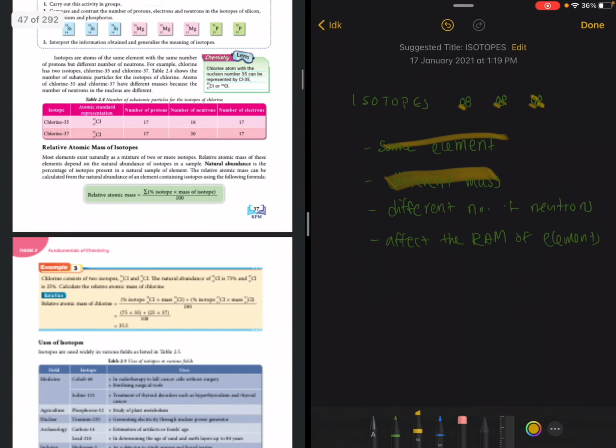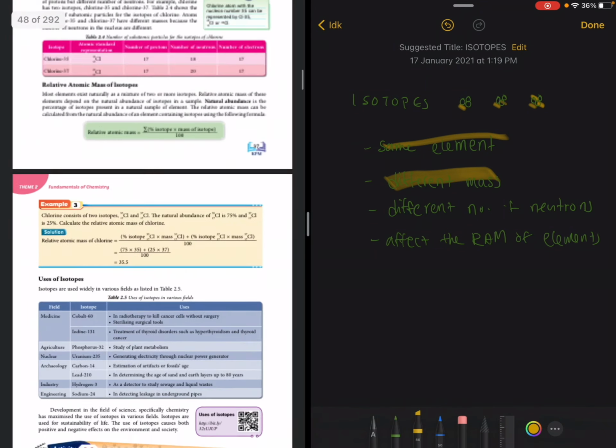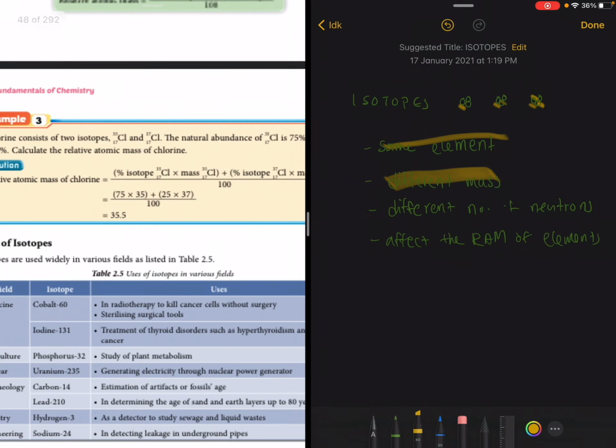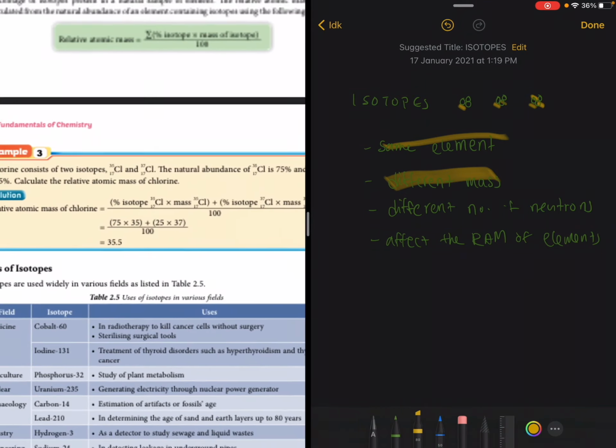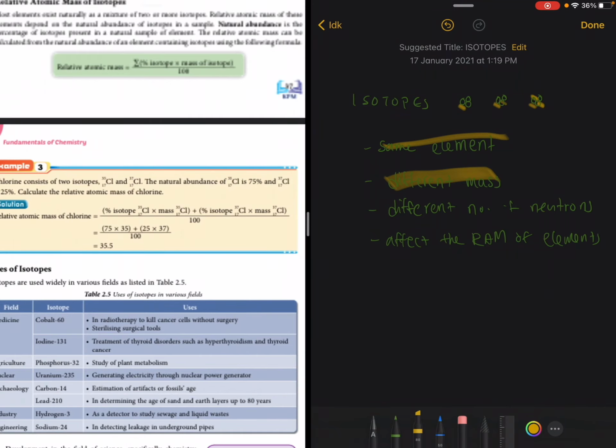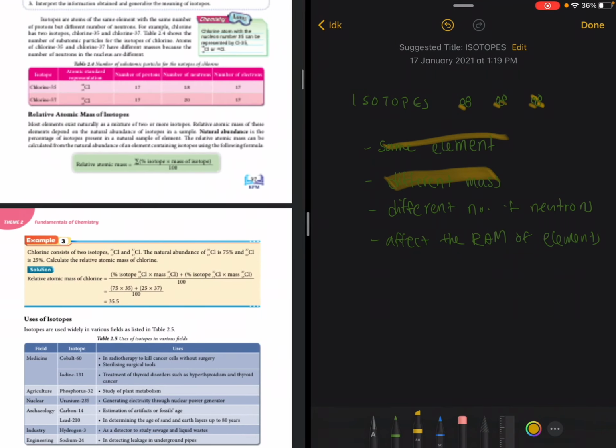So this means, for example here, chlorine. Chlorine 35 is more common than chlorine 37. As you can see here, chlorine 35 is 75, while chlorine 37 is only found 35% of the time. So the overall relative atomic mass is determined by multiplying their total abundance among all isotopes by its original relative atomic mass. So in this case, it's 75 times 35, because the RAM of chlorine 35 is 35 and the RAM of chlorine 37 is 37.